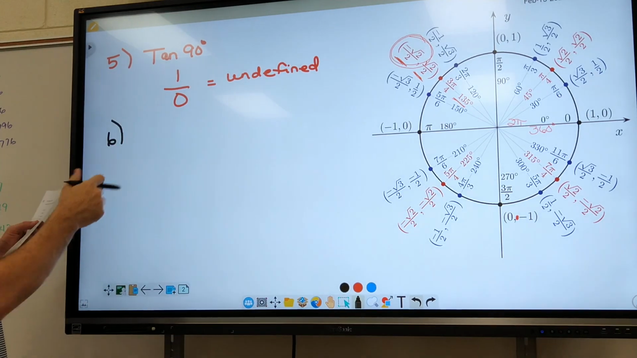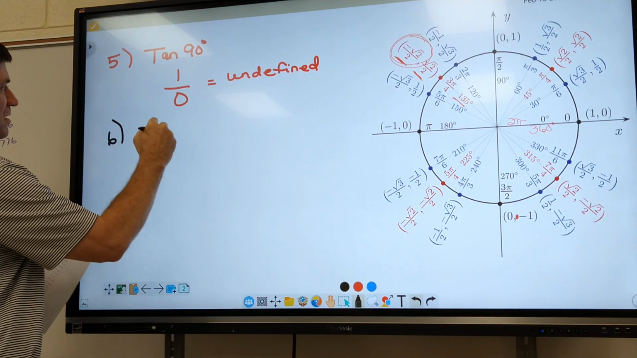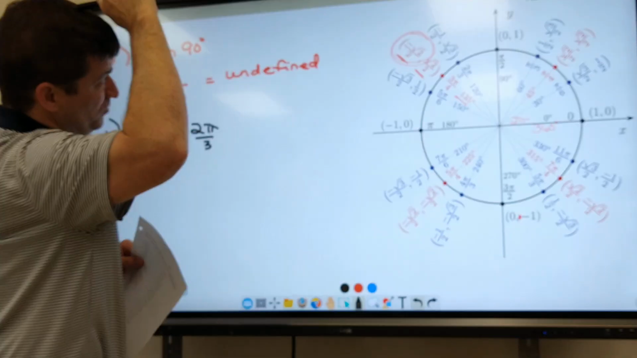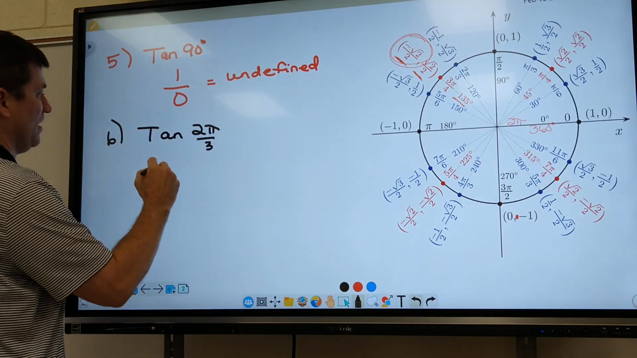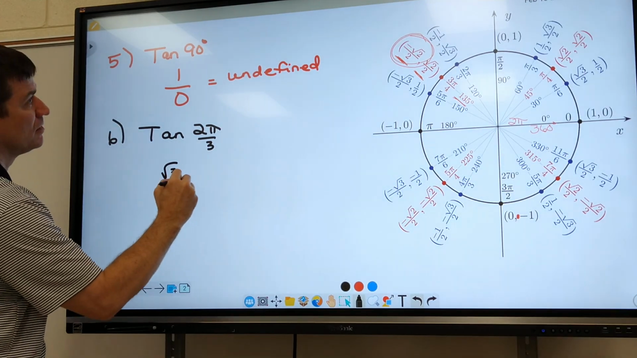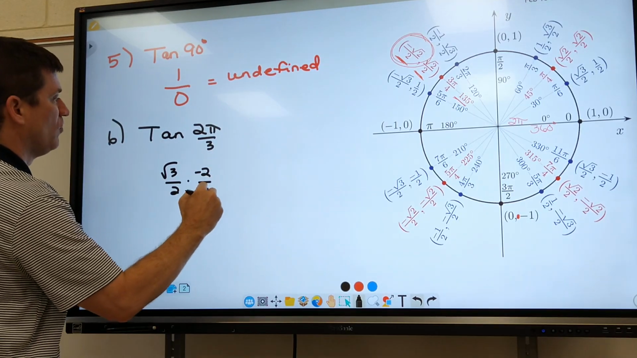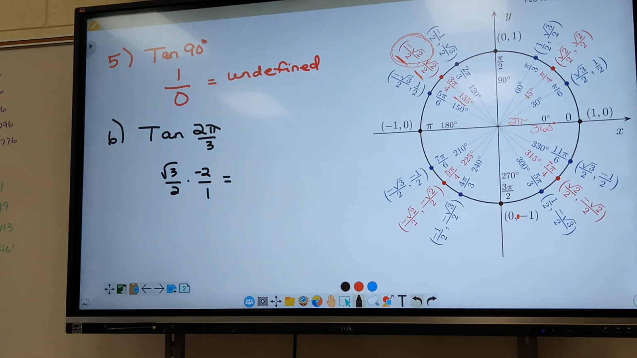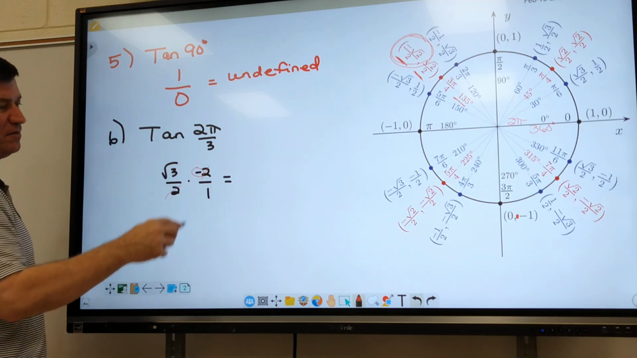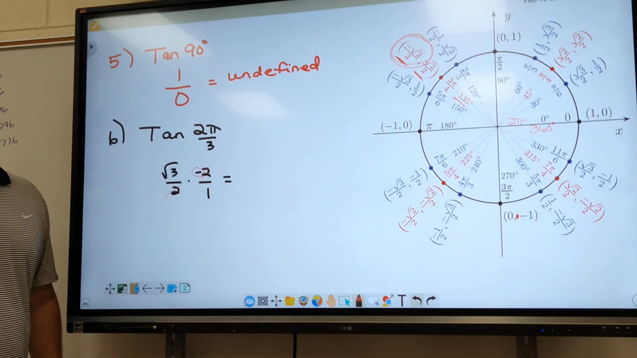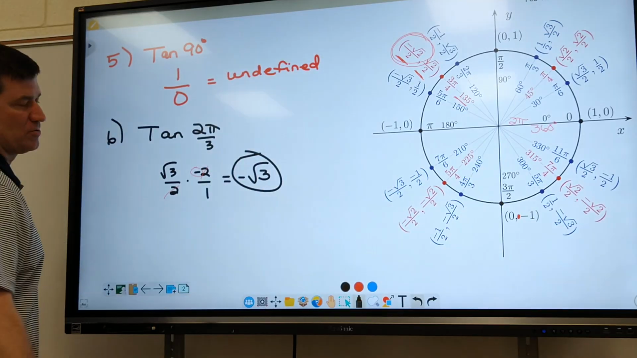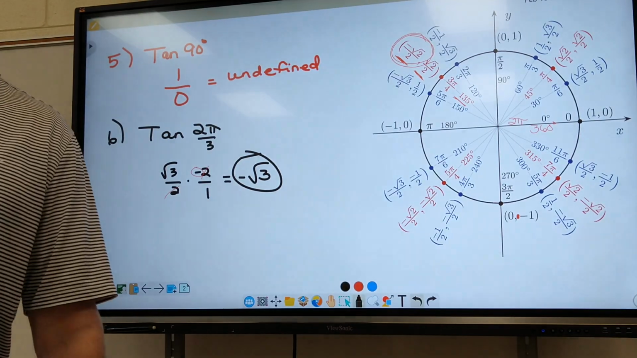All right, let's go to 6. Tangent of 2 pi over 3. I got root 3 over 2 times negative 2 over 1. All right, I can mark out the 2's, but look, the negative didn't get marked out. So what's our answer? Negative root 3 is the answer. As long as you don't have a square root on the bottom of the fraction, you're okay.